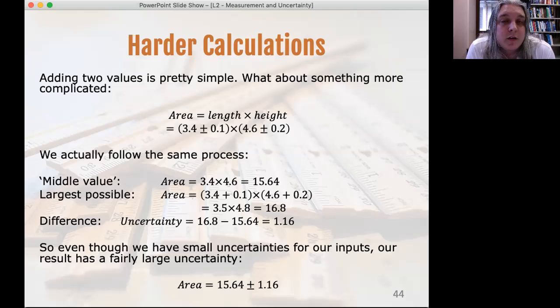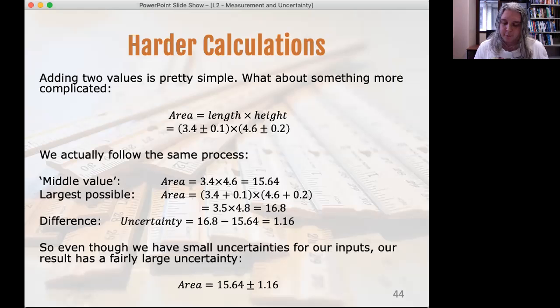I have ignored units. Normally you wouldn't ignore units, you'd have units right through, but I have not put them in there just because it doesn't matter whether they're meters or centimeters or millimeters. The process is always the same. Find the middle value, find the largest value, and then the difference is your uncertainty.